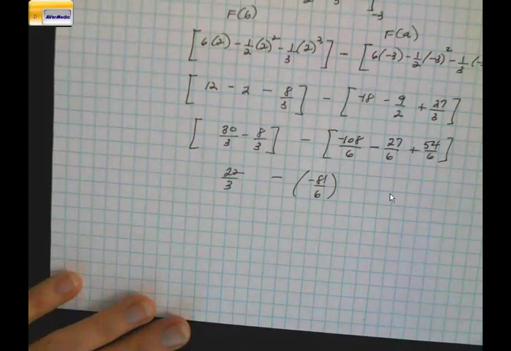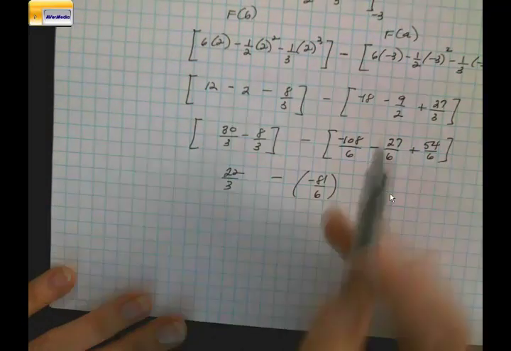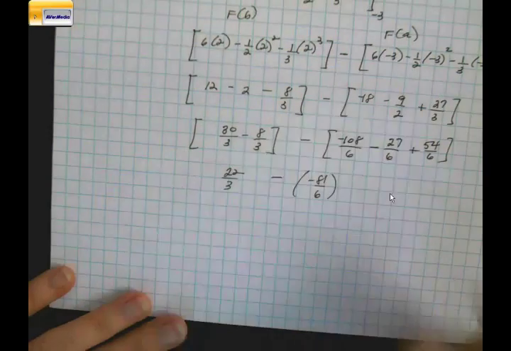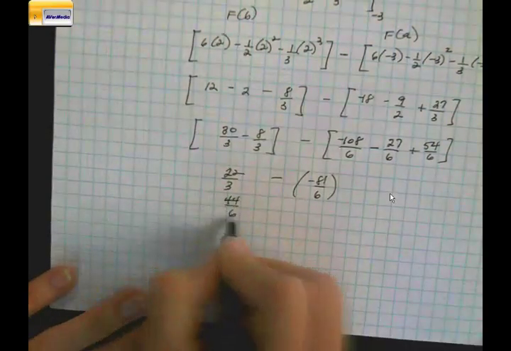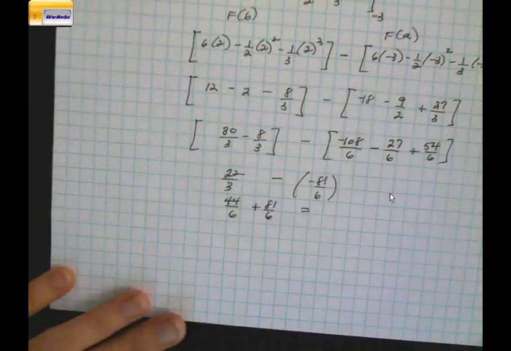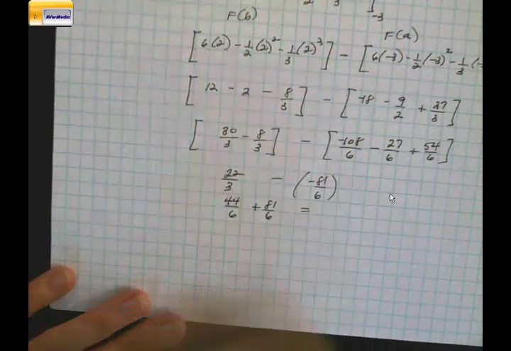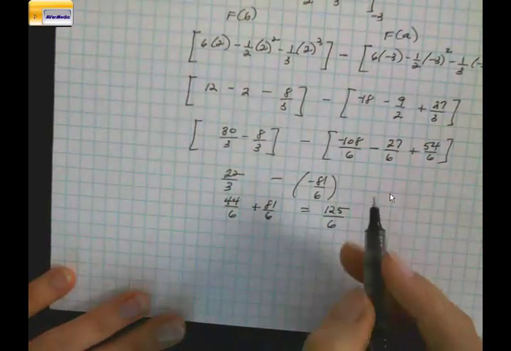Isn't that right? So this is 6 times 108? Okay. So this is, what, 44 over 6 plus 81 over 6? Are we done yet?